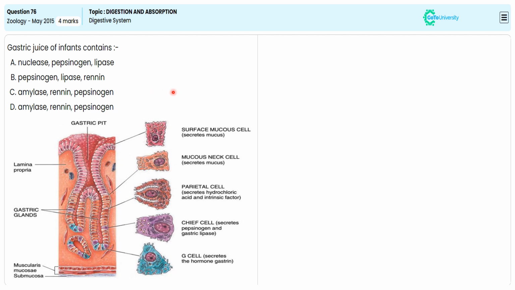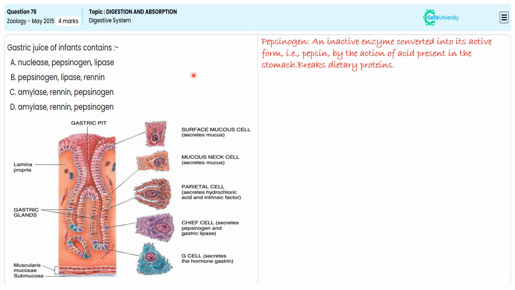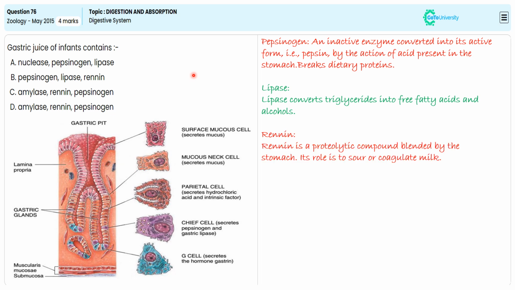With all the specifications, we are giving elaborative points to take as NEET notes for future reference. Pepsinogen, an inactive enzyme, is converted into its active form, pepsin, by the action of acid present in the stomach. So it facilitates dietary protein cleavage. Lipase supports the conversion of triglyceride into free fatty acid and alcohol. Renin is a proteolytic component secreted by the stomach. Its role is to sour or coagulate milk.